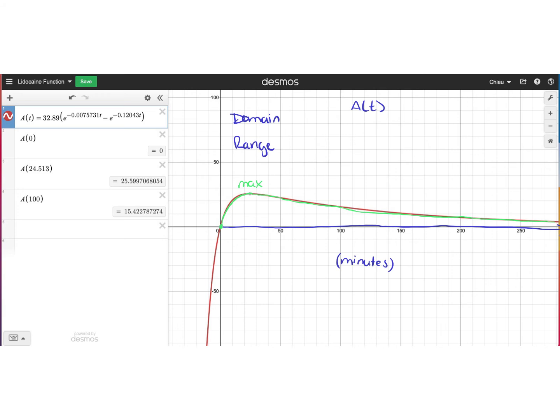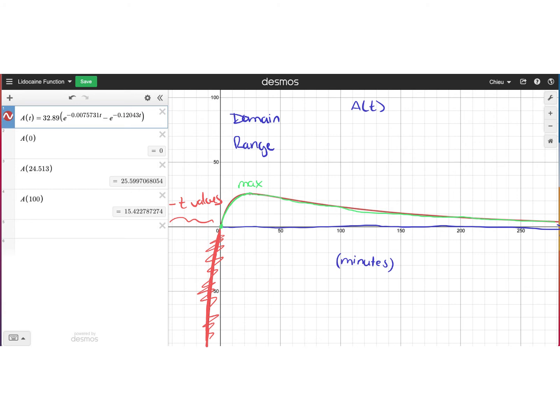So with that said, because it doesn't make sense to have negative amount of lidocaine in your bloodstream, I'm going to use bright red here. You can see that this part of the function down here represents negative values of the amount of lidocaine in someone's bloodstream. And since that doesn't make sense, we don't want to take a look at this part of the function. So this part of the function is made up of negative t values. And so that's why we would say that the domain, we're not going to look at negative time.